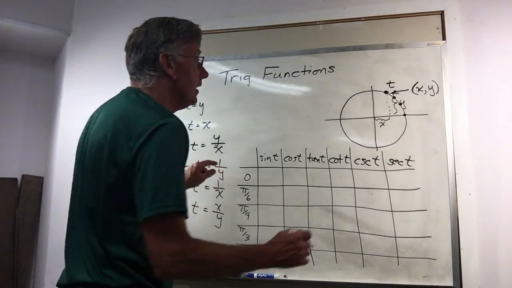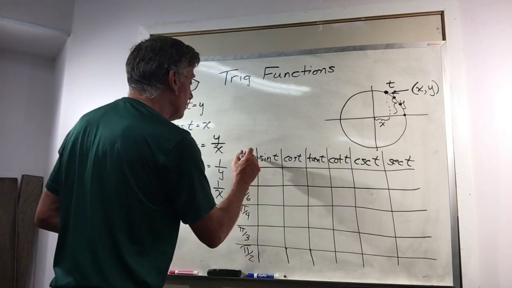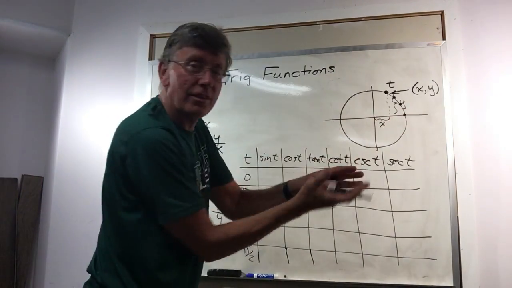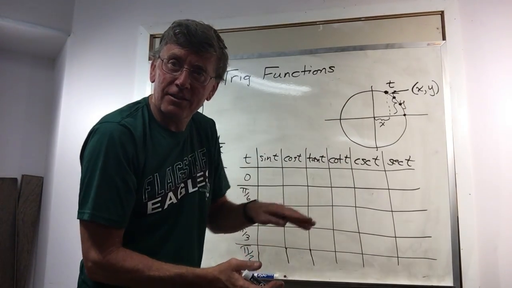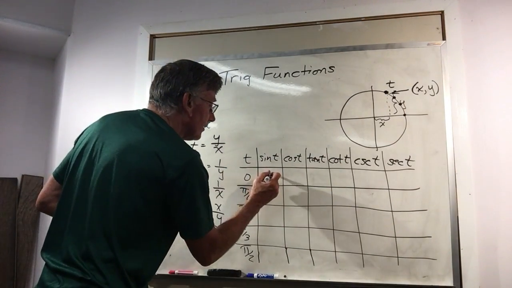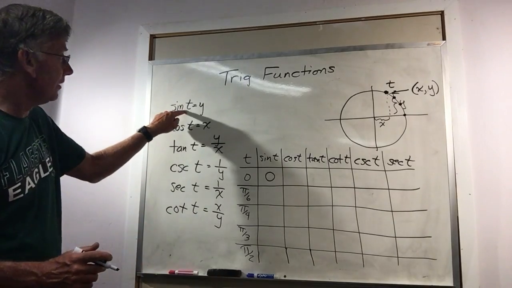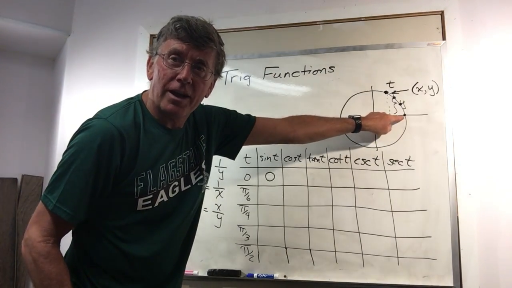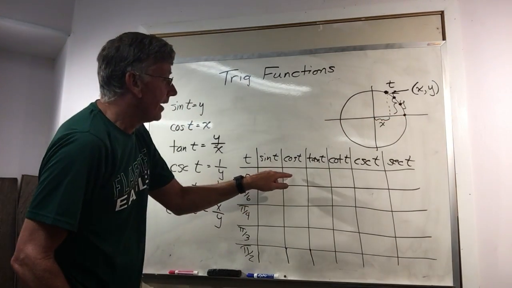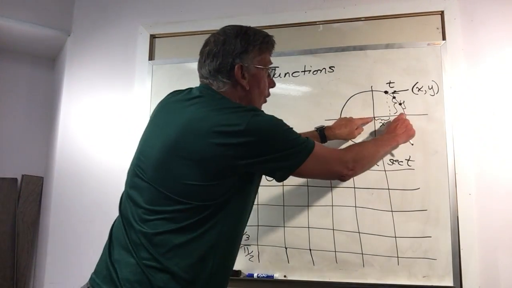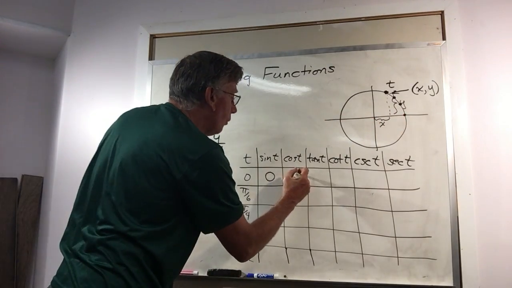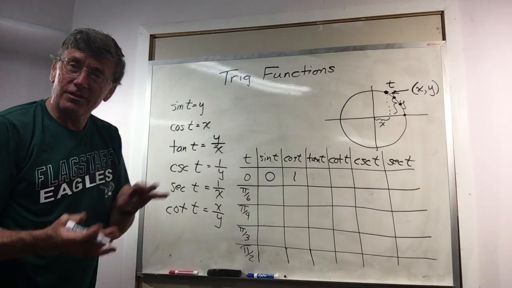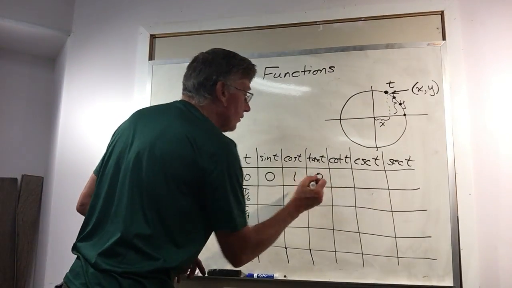The sine of t, when t is 0, let's put a t right there. When t is 0, my y value, the height from the x-axis, my y value is 0. Remember, my sine of t is y. In this case, in this point right here, my y value is 0. My cosine, though, is this whole x value, which is 1. My tangent is y over x, which is 0 over 1, so it's 0.